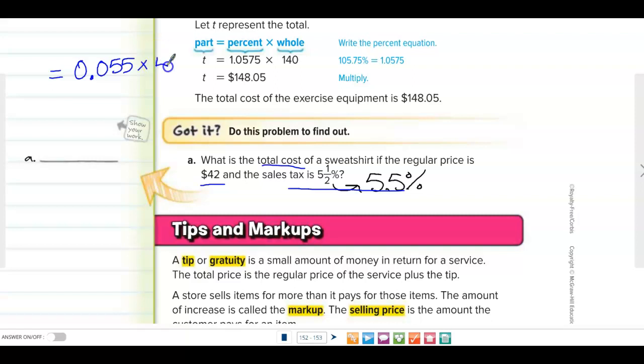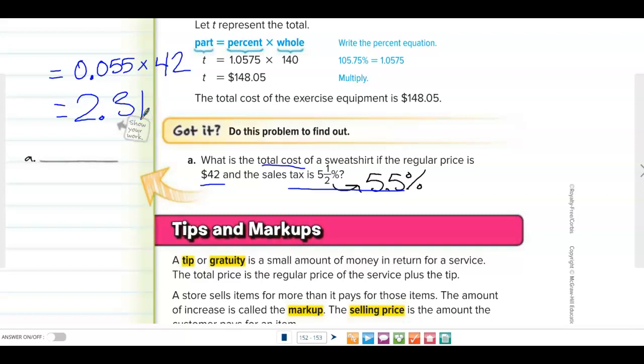Yep, times 42. And somebody who did it that way, what did you get? What did you get for that part? What did you just get for this? Oh, okay, never mind. Okay, somebody, a quick calculator. What'd you get, Truman? When you type this into your calculator, guys, what do you get? 2.31. So $2.31. I walked by and I was like, oh, somebody gets to buy a sweatshirt for $2.31?